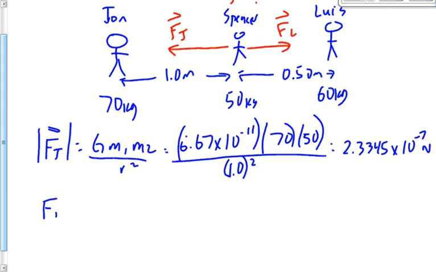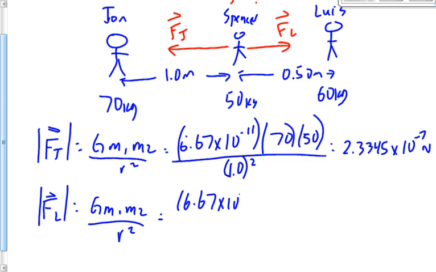Let's find the force of Luis on Spencer now. The force of Luis on Spencer is G m1 m2 over r squared. 6.67 times 10 to the minus 11 times the mass of 50 or 60. What do I use? Doesn't matter. It doesn't matter who's m1 and who's m2. 50 times 60. The distance this time is 0.50 meters.